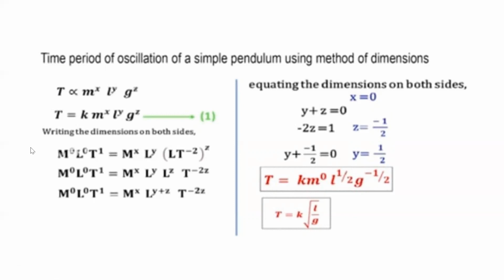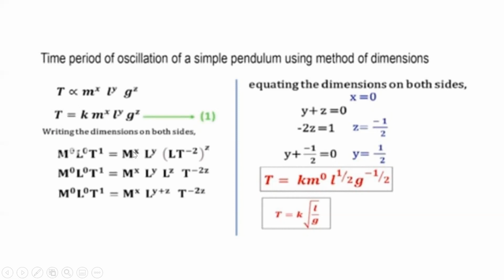Now let us write the dimensions on both sides as we did before. There is only t. So you can write m raised to 0, L raised to 0, t raised to 1. We are writing m raised to 0, L raised to 0 because at the end, we will have to compare the powers of m on both sides. That's why. Then k is a constant, so no need to write any dimensions.